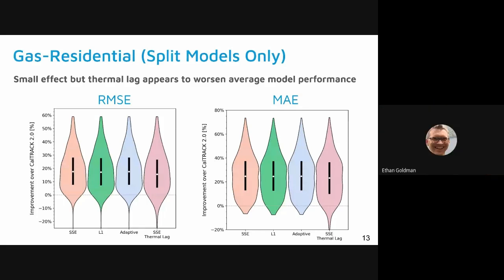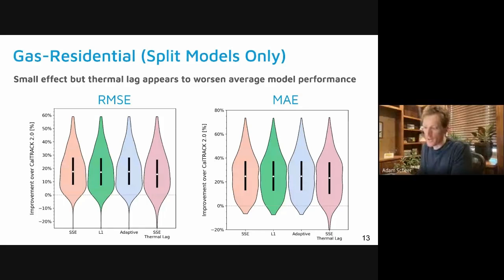Right. So it's like, are you looking at sum of squared errors? Are you looking at L1 loss, which is just absolute error, or are you looking at an adaptive function, which is sort of a mix of the two? Travis would hate me for simplifying that in that way, but that's effectively what we're looking at. And then the third one is sum of squared error where you have thermal lag, and the left-hand one is sum of squared error where you don't. You certainly see a difference between those two in the shape.